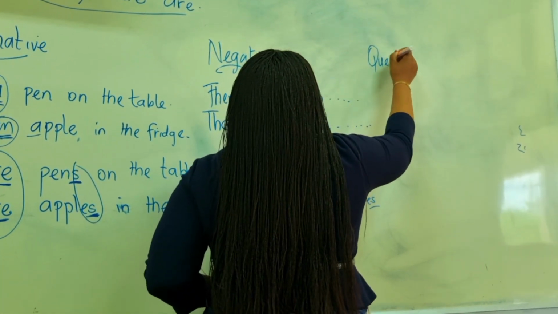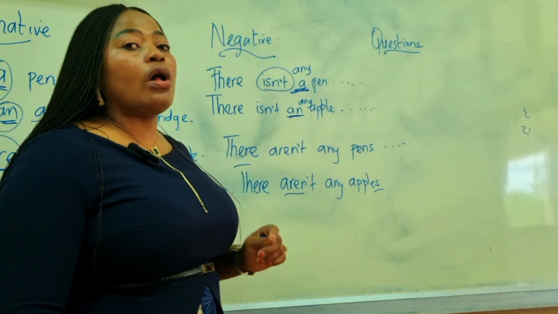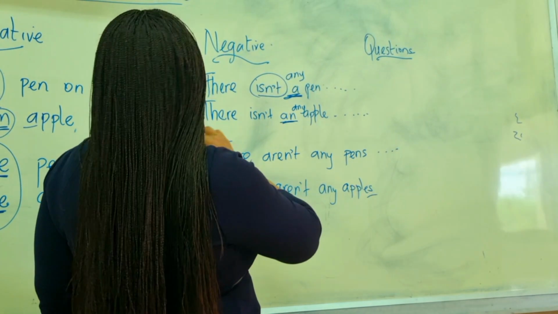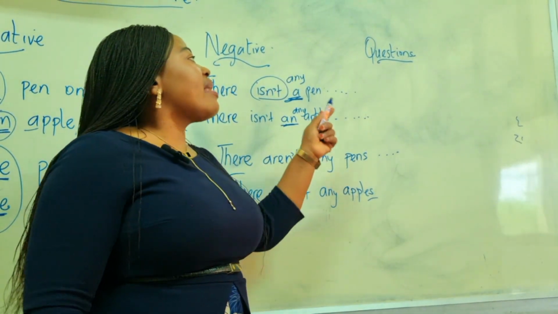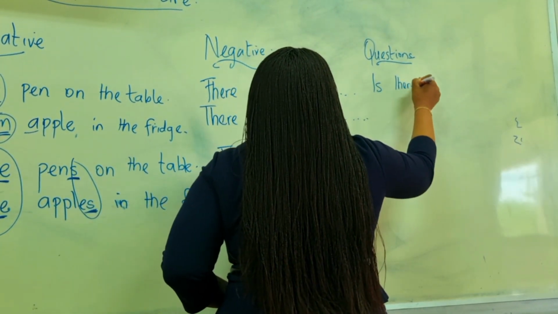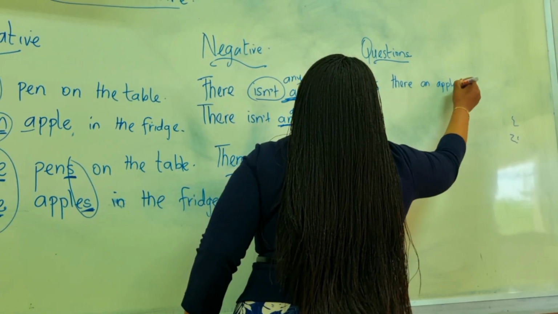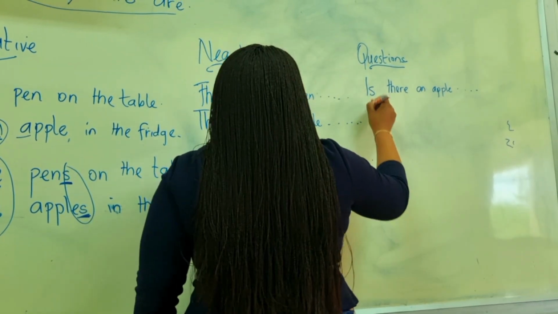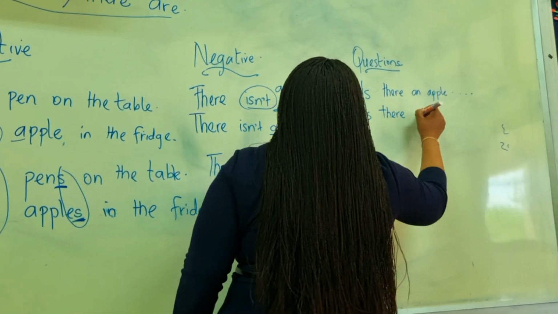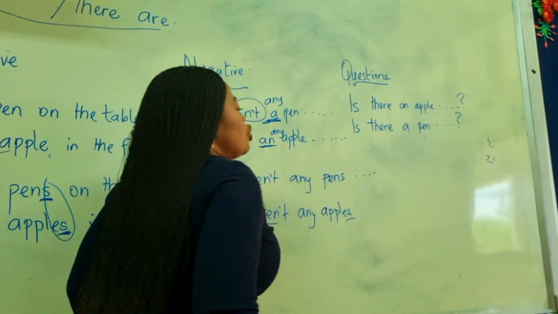And now the next one is question. How do we ask questions with there is or there are? How do we ask questions with there is or there are? The first question is, if you are asking for singular, you say, is there an apple in the fridge? Or is there a pen on the table? Question mark. Don't forget to put the question mark.